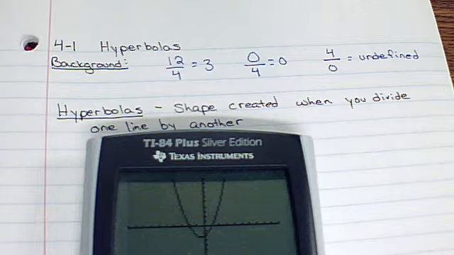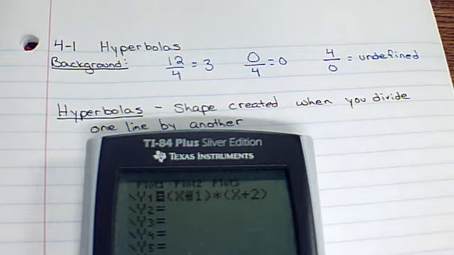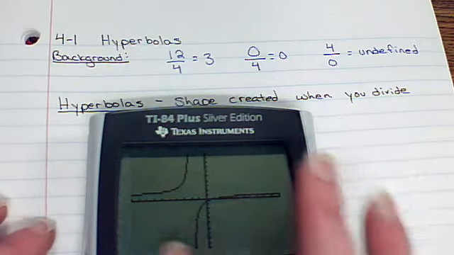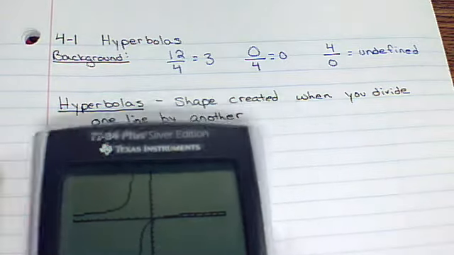Well, when we divide, we get something totally different. So if I actually change that to division instead of multiplication, we're going to get a shape that is called a hyperbola. Now, if you'll notice, there are 2 parts to this hyperbola. We've got one going up and one going this way.